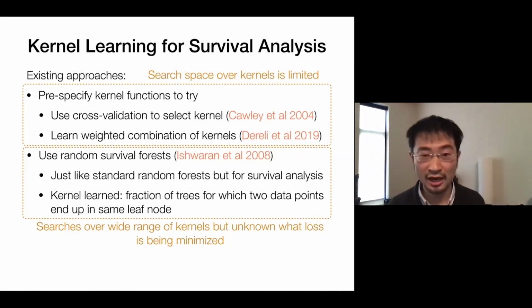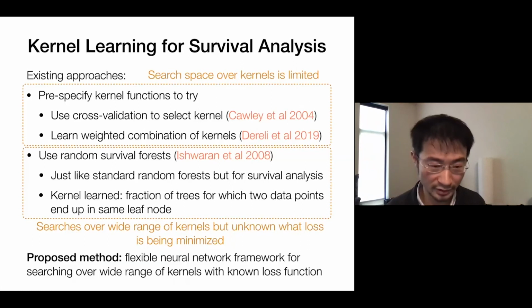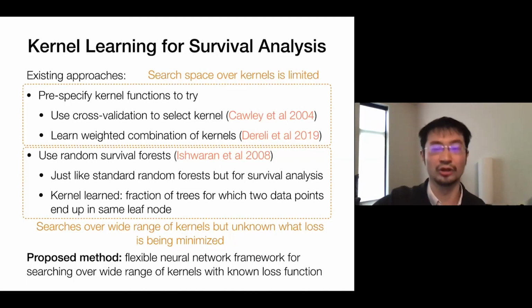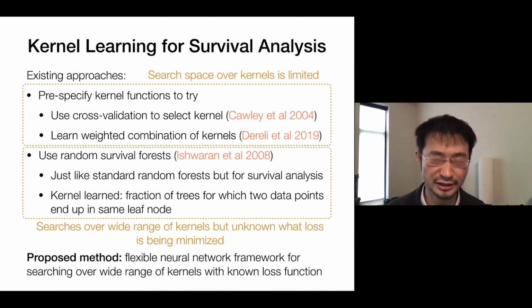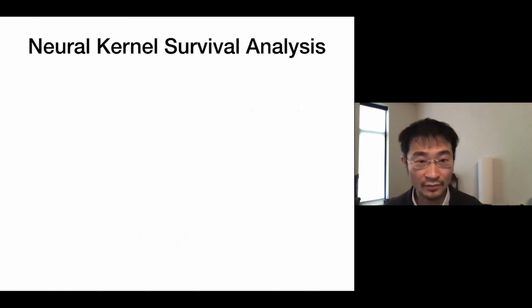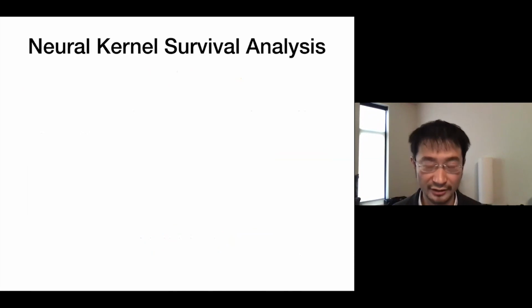So in contrast, in this talk, I'm proposing something that's going to be a neural net framework that will search over a wide range of kernels where we actually know what the loss function is. So it addresses some of the shortcomings of these existing approaches for kernel learning. And what I'll be proposing is this thing called neural kernel survival analysis. And the idea is as follows.